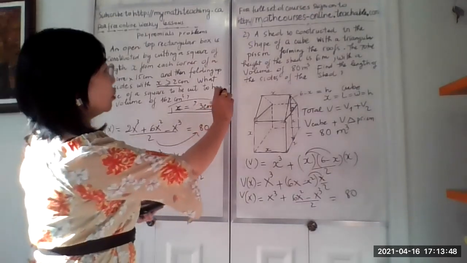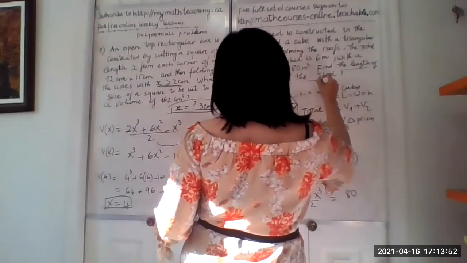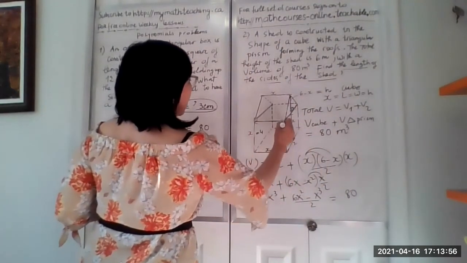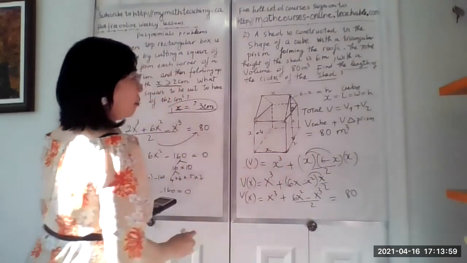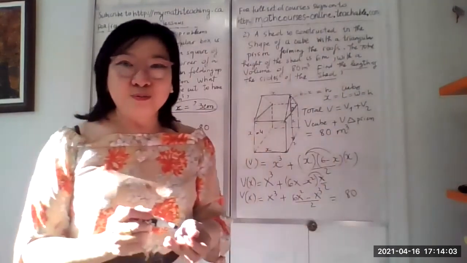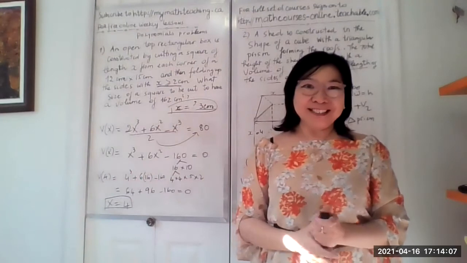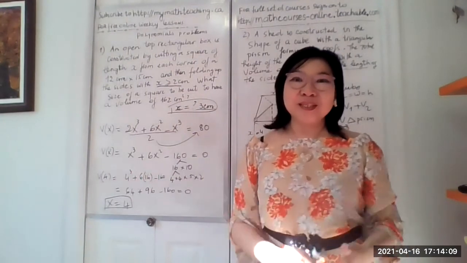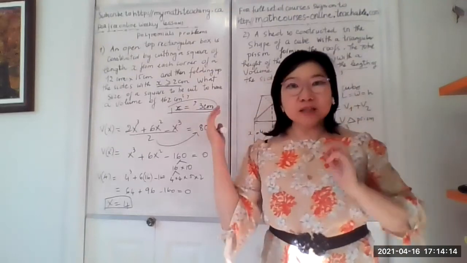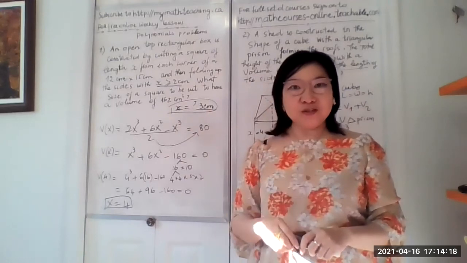So what is the question asking for? Find the length of the side of the shed. So now we know this x equals 4. From here to here 4, from here to here 4. So that is how we answer these two word problems applied to the polynomial function. This stuff is not so hard. It's just the way we interpret the word problems and put them into the polynomial function.